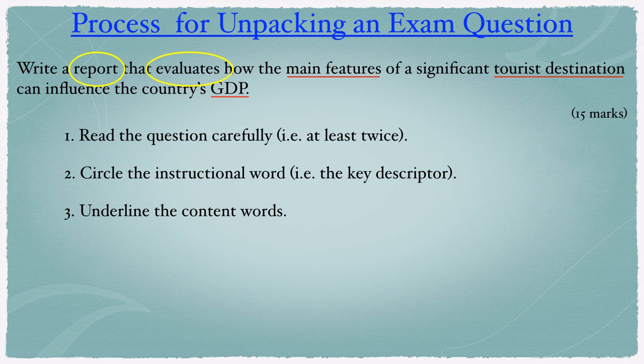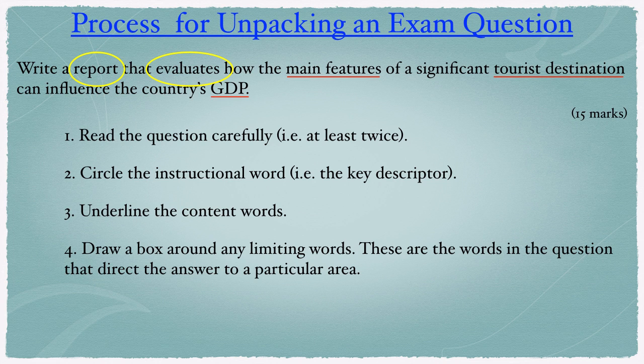Next, we want to see if the question limits us or points us in a particular direction. So we put a box around these things. We can see that this question wants a significant tourist destination, so we really have to talk about one that is of world value or world heritage. It also wants us to evaluate these main features and see how they influence the country's GDP.